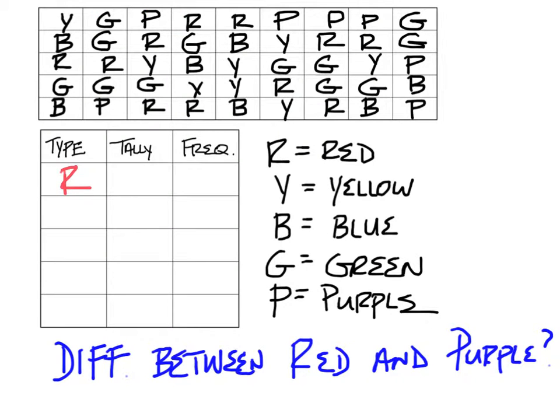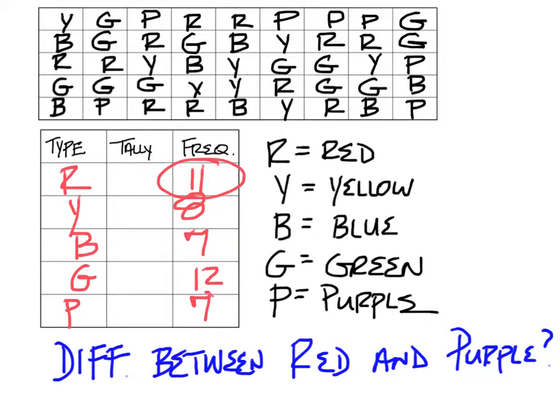How many red are there? How many yellow? How many blue? How many green? And how many purple? And the difference between red and purple is what? 4, yes.